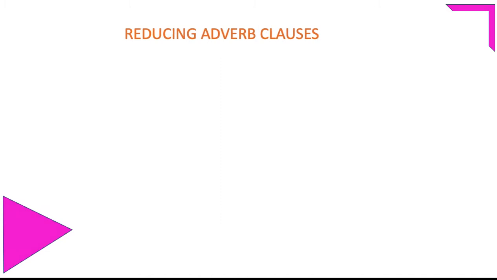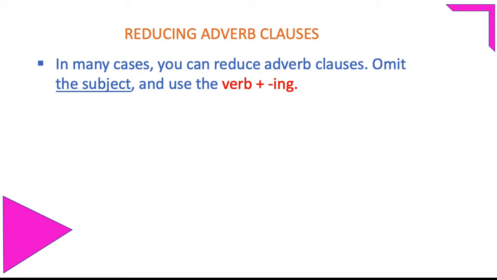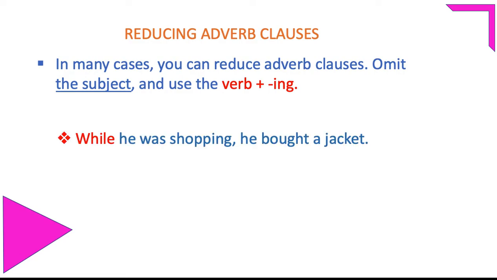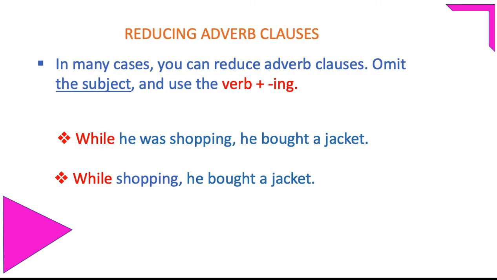We can reduce adverb clauses, but let's pay attention to how this works. In many cases, you can reduce adverb clauses. We have to omit the subject and we have to use the verb plus ing, like the example provided. While he was shopping, he bought a jacket. While shopping, he bought a jacket. Notice that we have omitted the subject in the example provided. And we have to use the verb with ing. In this case, the verb is in ing already because we're using past continuous.